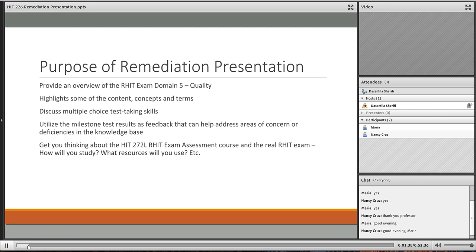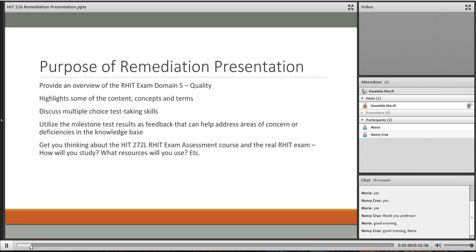We also want to make sure that we utilize in general the milestone test results as feedback. As I selected the areas for review, I also took a peek at your test performance and some of the questions that were fully addressed or not fully addressed.